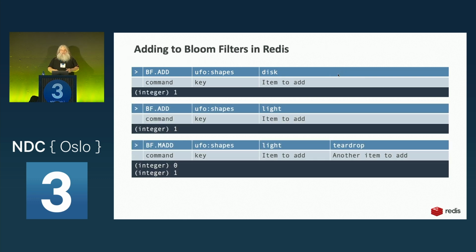And so this will create one for me. And then if I want to use it, I call BF.ADD. I give it the key name and then the word that I want to add. And there's a multiple version of it called MADD, which is very attic.